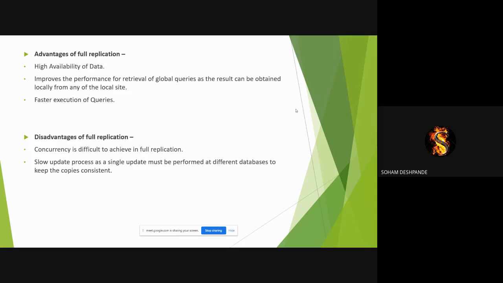Advantages and disadvantages. Its advantages are: high availability of data. It improves the performance for retrieval of global queries, as the result can be combined locally from any of the local sites. It gives faster execution of queries. The disadvantages: concurrency is difficult to achieve in full replication. Slow update process, as a single update must be performed at different databases to keep the copies consistent.